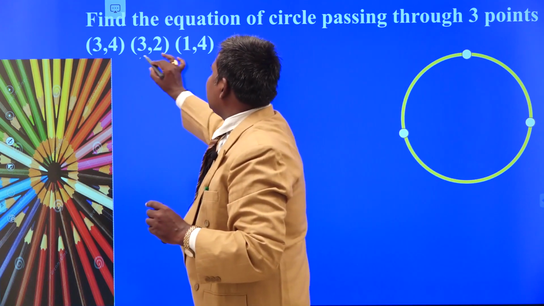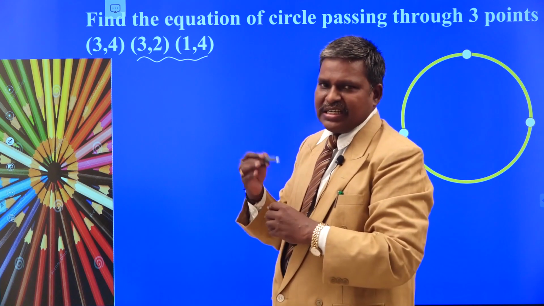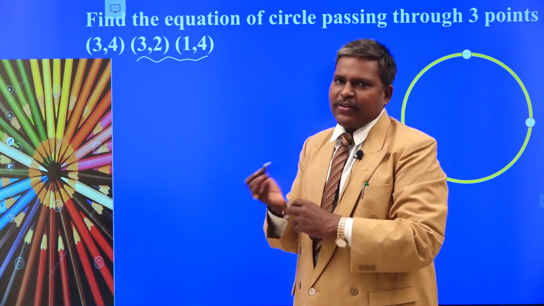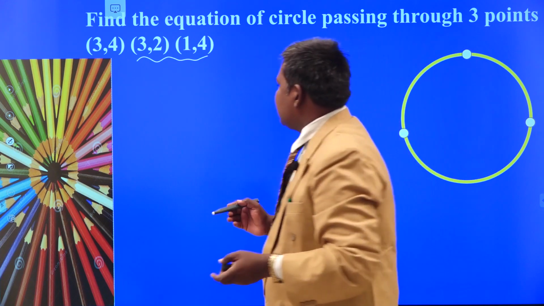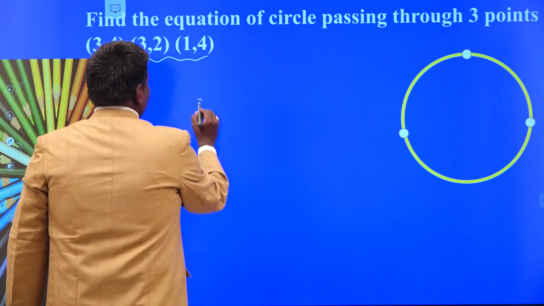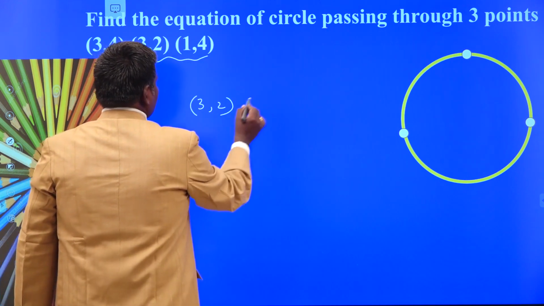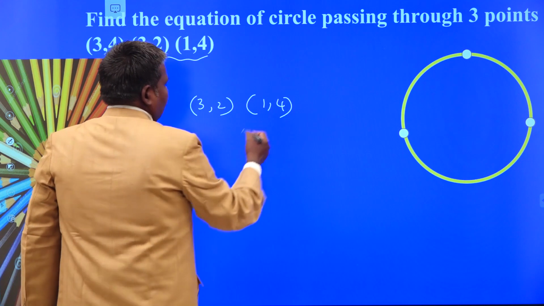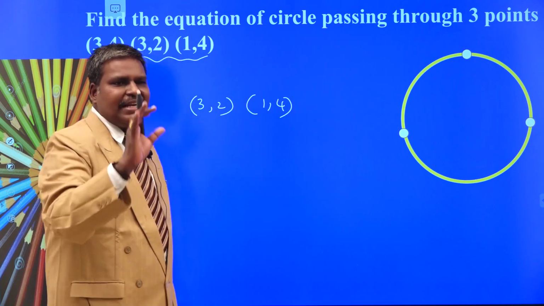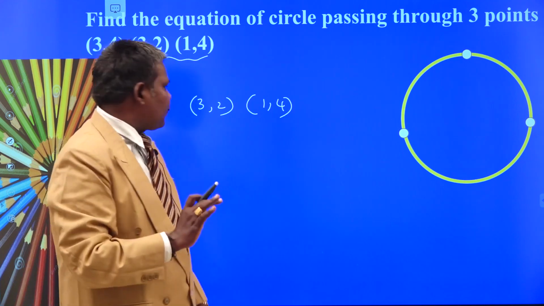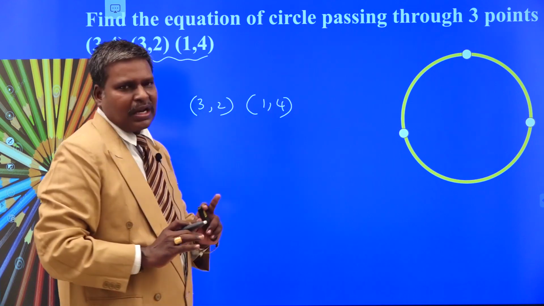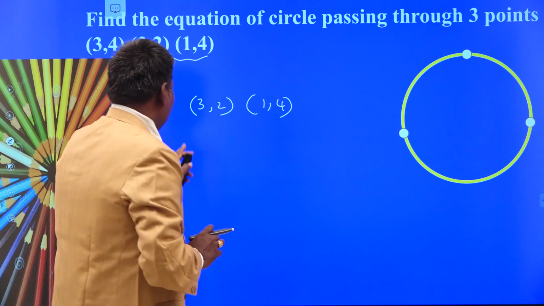Select any 2 points out of these 3: first and second, or second and third, or first and third. You may take any 2 points. For my convenience, I am taking these 2 points: (3, 2) and (1, 4). What are you going to do as the first step? Select any 2 points out of the 3 points. This is the objective method, I am saying.